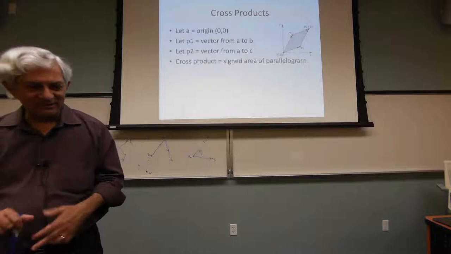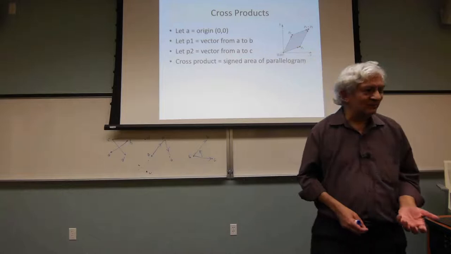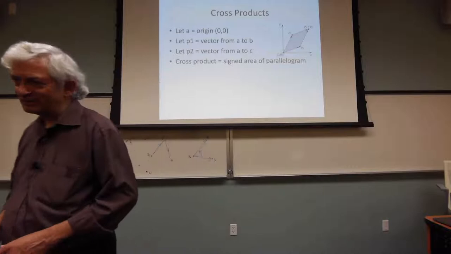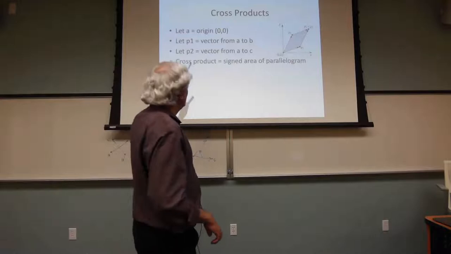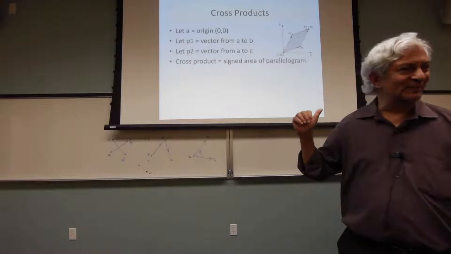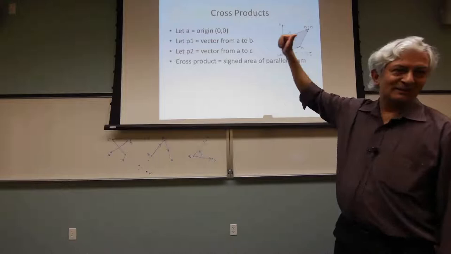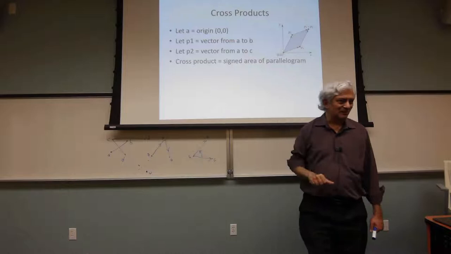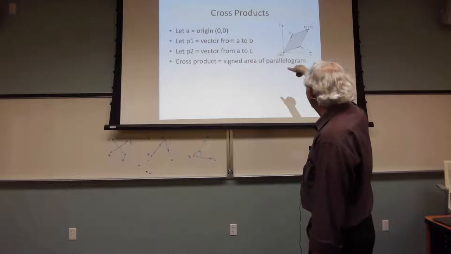Now, when is it positive and when is it negative? Or when is it out of the plane and when is it into the plane? This is determined by what? By something called the right-hand rule. Okay. Now, what is the right-hand rule? If you're going to do P1 cross P2, you curl your fingers going from P1 to P2. And when you do that, wherever your thumb is pointing, that's the direction of the product. So if I go from P1 to P2, my thumb is pointing out of the plane, so the cross product is going to come out of the plane. If, on the other hand, I do P2 cross P1, that's going to go from here to here, and your thumb is going to point into the plane.